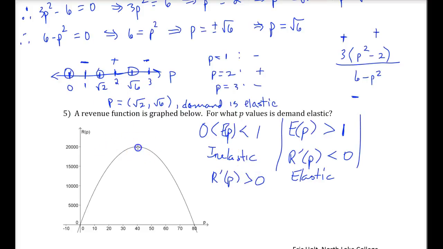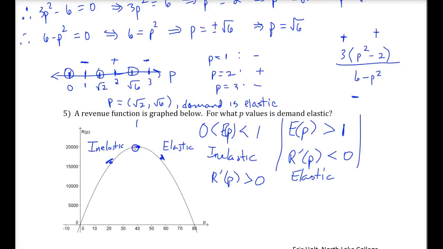So right here at 40, we have unit elasticity. And over here, the slopes of the tangent line are increasing. So this is where it is inelastic. And of course, that means on this side, slopes of the tangent line are decreasing. So this is where it is elastic.